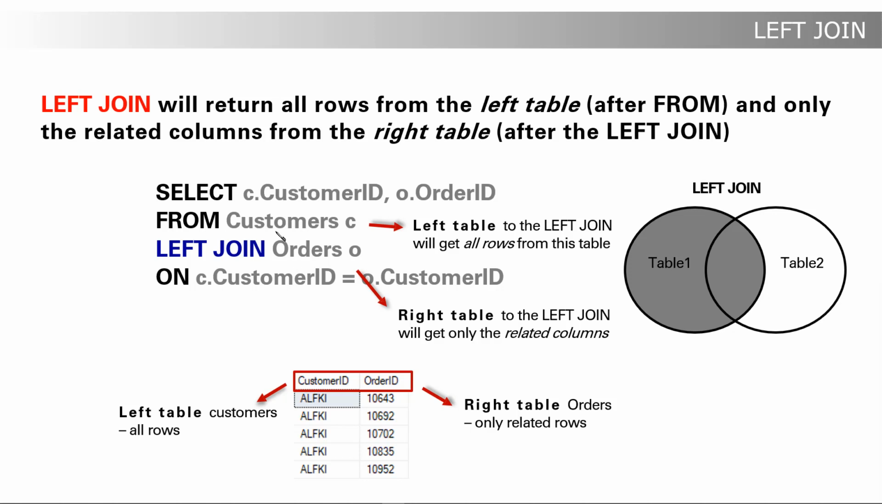And if we see here, we want the customer ID and order ID. So for the customer ID, we get all rows, and from the order ID we get only rows that are related. Let's see it on the SQL Server.